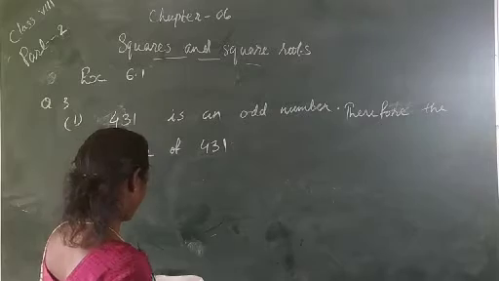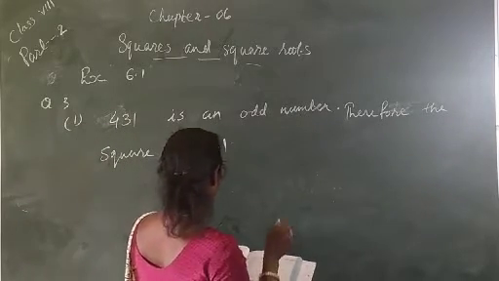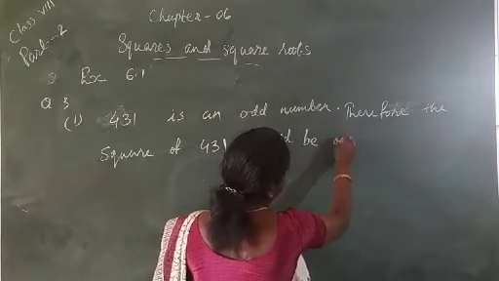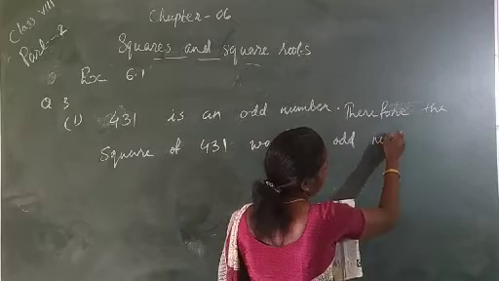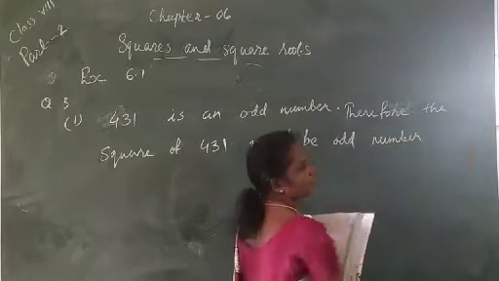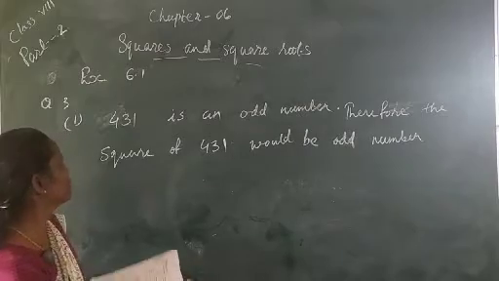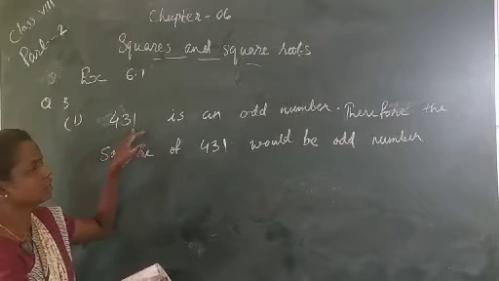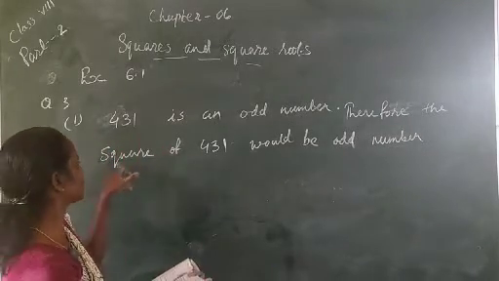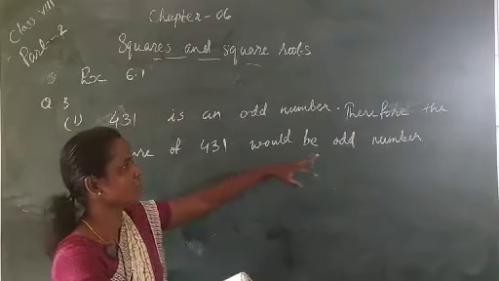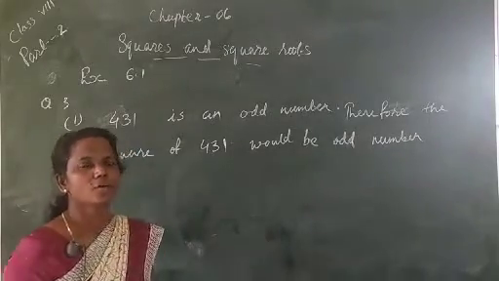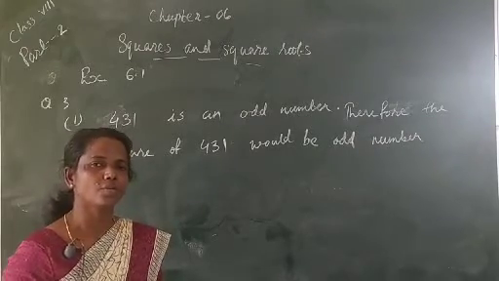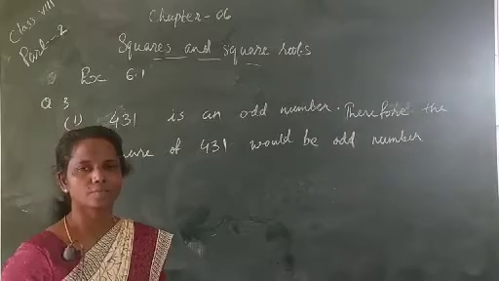31 would be an odd number. The next question 2 is 431. 431 is which type of number? Odd number. So therefore the square of 431 would be an odd number. The square of an odd number is an odd number, and the square of an even number is an even number.